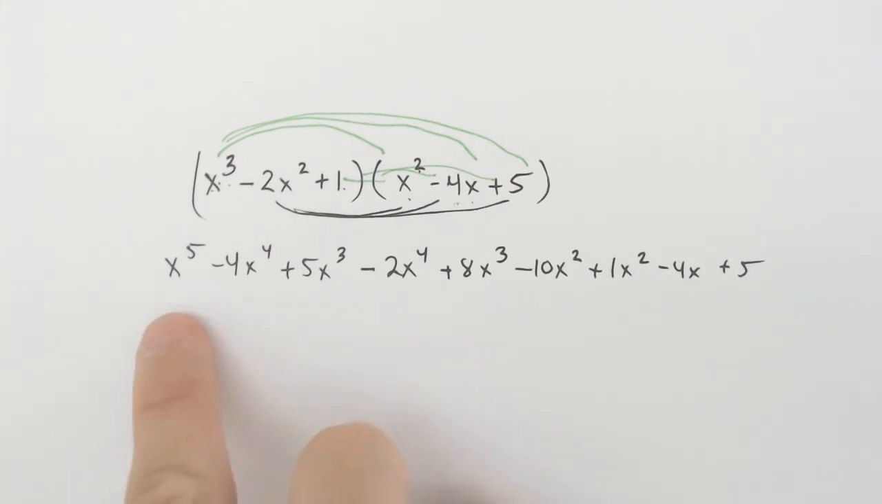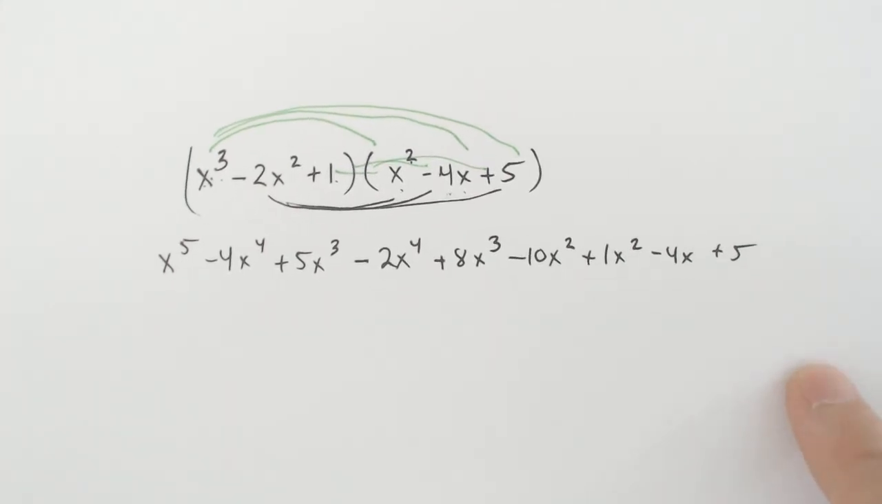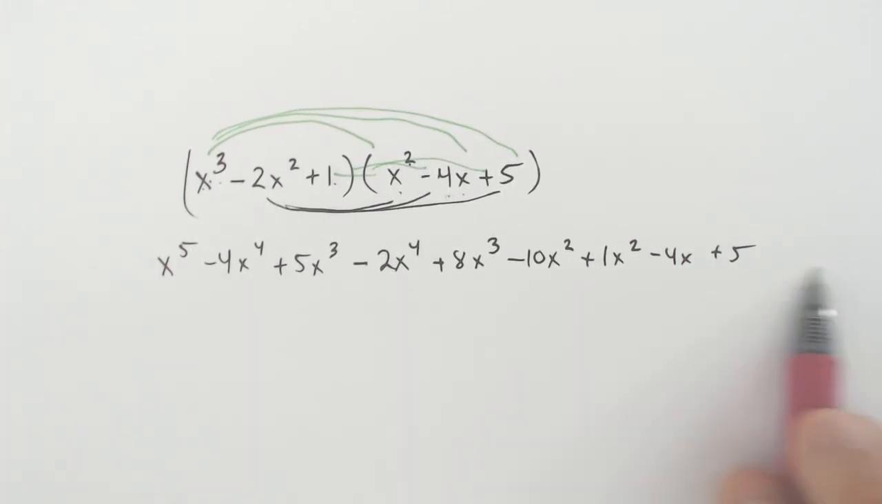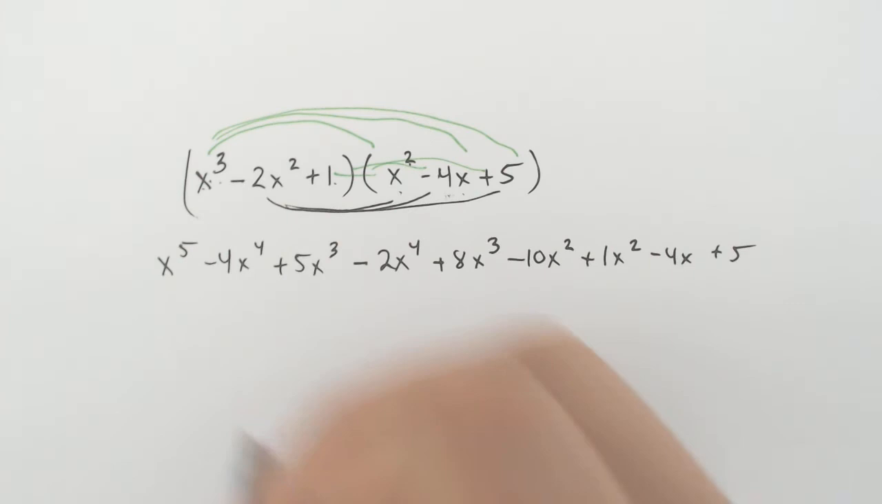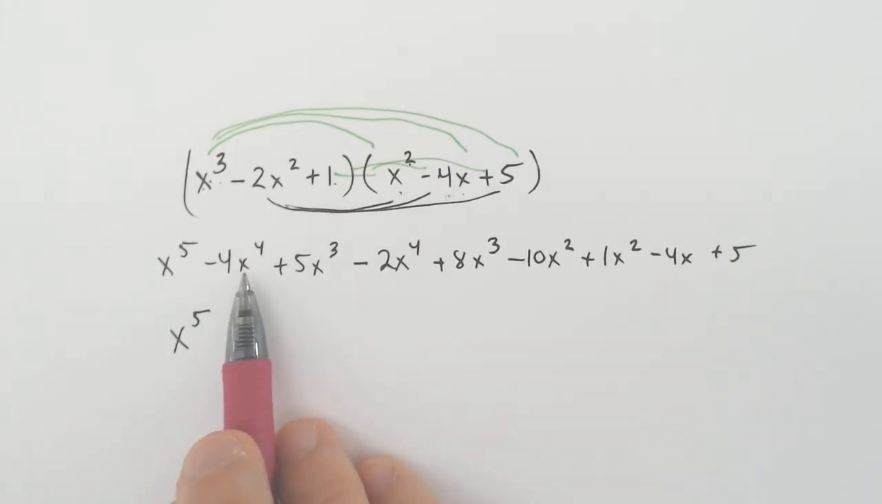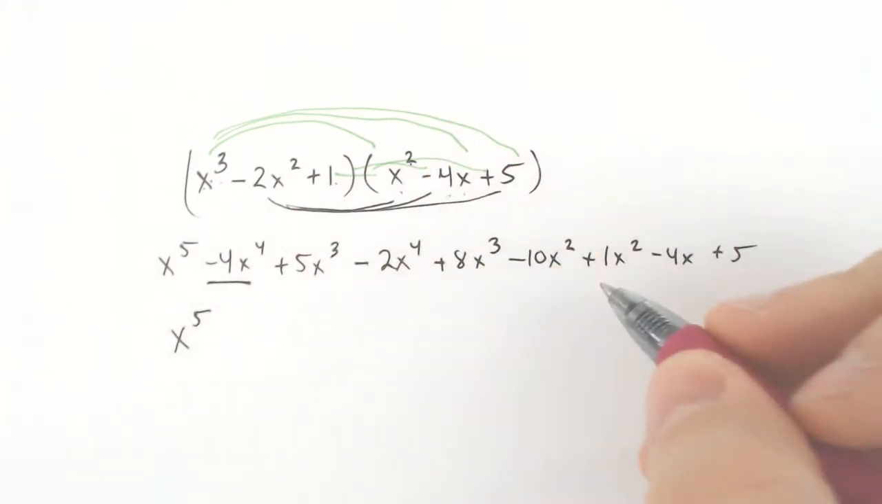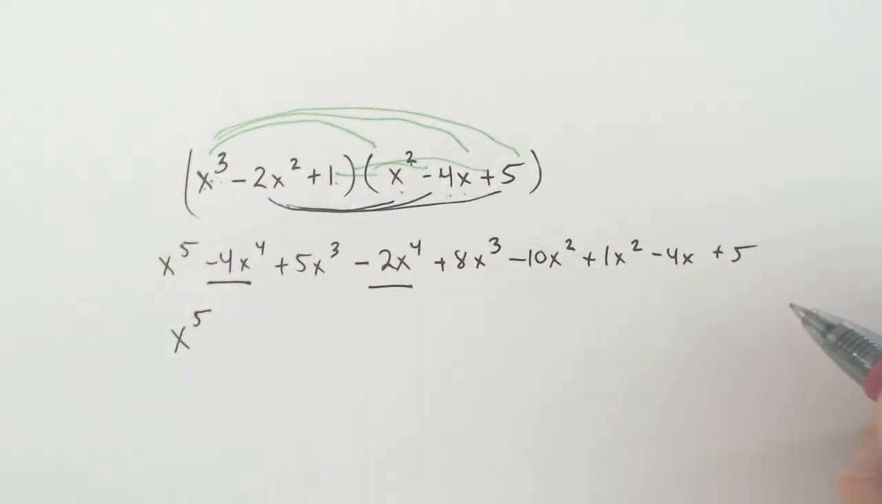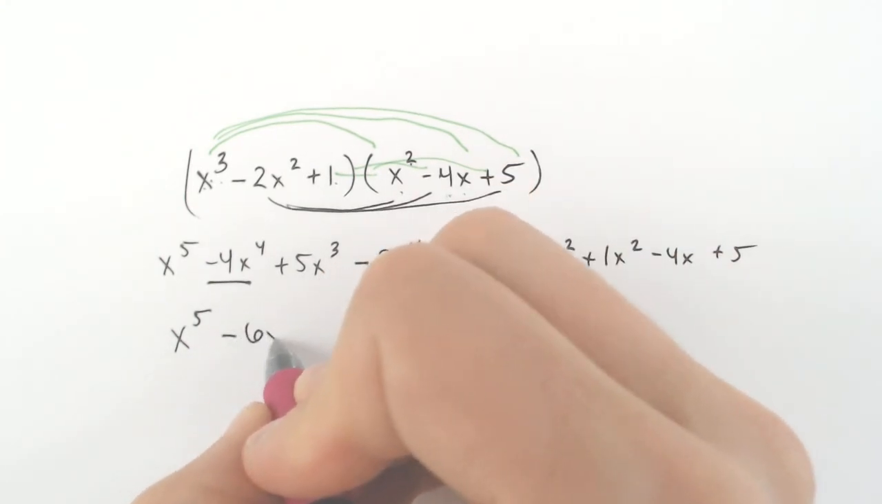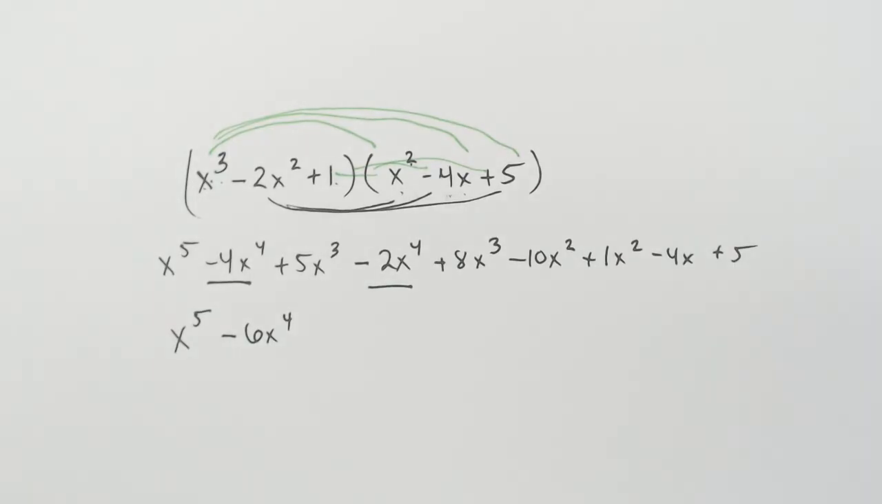And then you end up with this huge long thing that you need to look carefully for any like terms that you may have. Starting with x to the fifth, do we have any other x to the fifths of any kind? No. So that's going to drop down, be x to the fifth. X to the fourth, we have a negative 4x to the fourth. We have a negative 2x to the fourth. And that's the only 2 we have. If we combine those, we end up with negative 6x to the fourth.